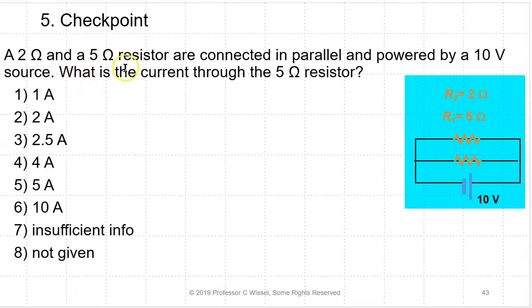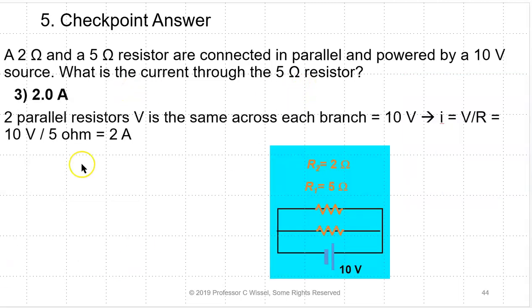A 2 ohm and a 5 ohm resistor are connected in parallel, powered by a 10-volt source. What is the current through the 5 ohm resistor? This one's easy because they're in parallel. The voltage drop across these is going to be equal to the voltage rise across the battery. It's just going to be I equals V over R, or 10 volts divided by 5 ohms, or 2 amps.